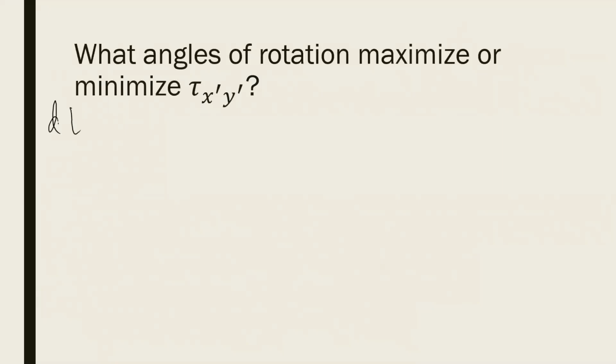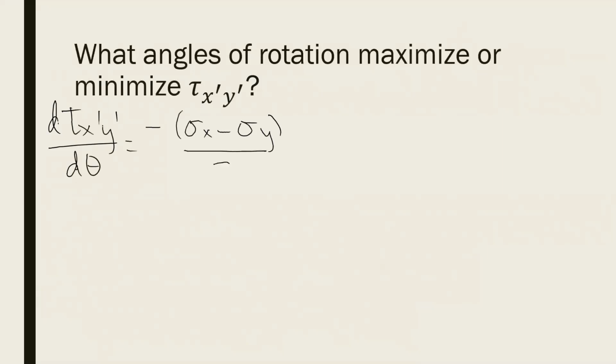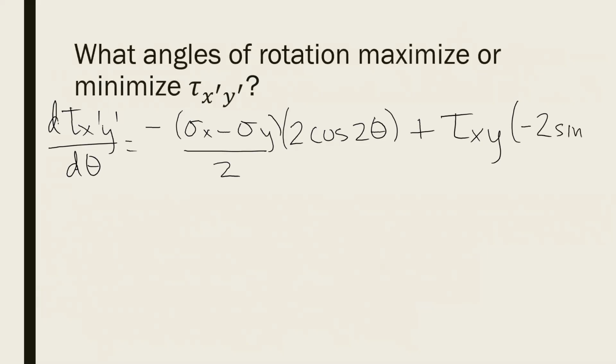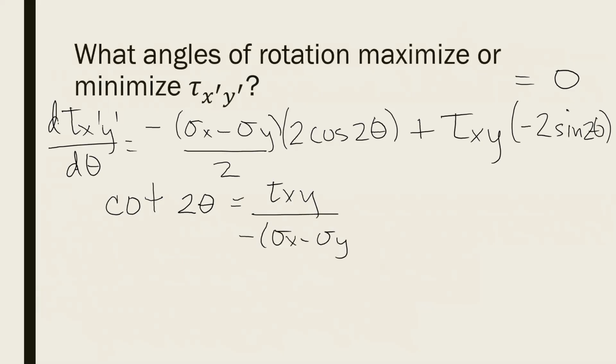So that means we take the derivative of tau x prime y prime with respect to theta. And when we do that, we get negative sigma x minus sigma y over 2 times 2 cosine 2 theta plus tau xy times negative 2 sine 2 theta. And of course, that equals 0. So now when I solve, I end up with a very similar but slightly different answer. I get that the cotangent of 2 theta is tau xy over negative sigma x minus sigma y over 2. So instead of it being tangent, it's cotangent.